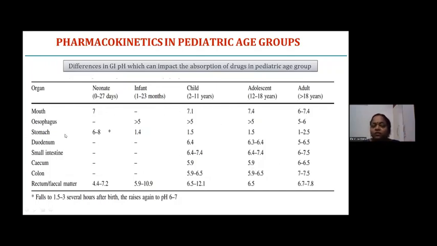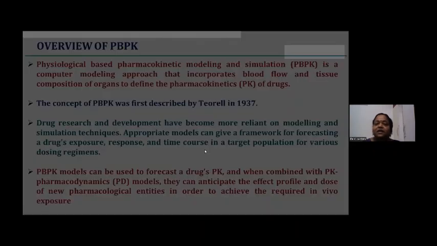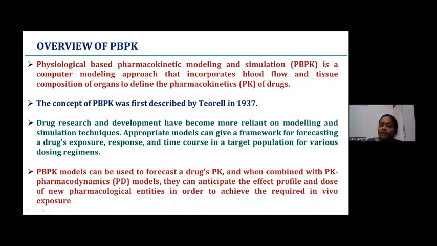So in the mouth, esophagus, stomach, and duodenum, there are varying pH levels. Of course, that is there in the adult, but there is a drastic difference between the neonate, infant, child, and adolescents. So this PBPK model, physiologically based pharmacokinetic modeling and simulation, is a computer modeling approach that can incorporate aspects like blood flow and tissue composition of organs, and it can appropriately define the pharmacokinetics of that particular drug, because it cannot be done on a clinical trial basis. It is very tough to perform in a clinical trial.